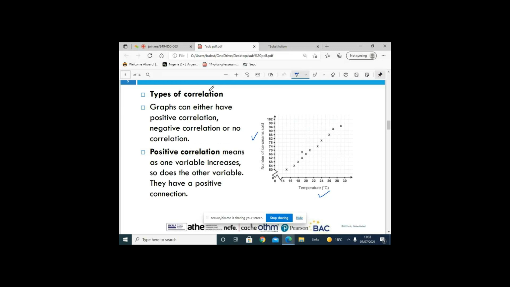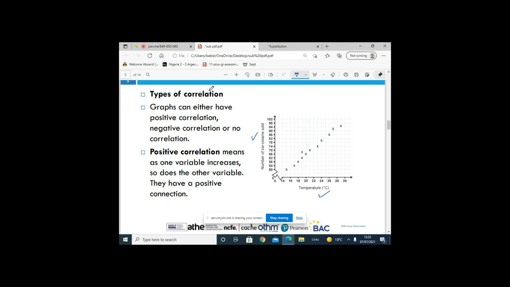So, positive correlation means as one variable increases, so does the other variable. So if the temperature is increasing, the number of ice creams is also increasing. Before we continue, can you give me an example of a positive correlation? As one is increasing, the other one is also increasing. I'll give you an example.